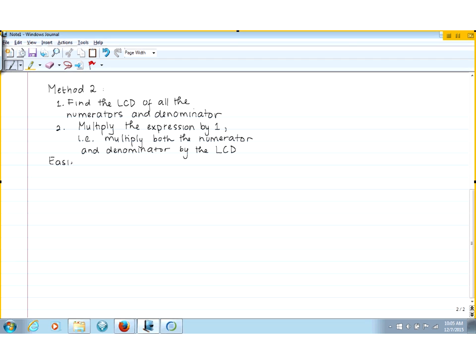And this is easier if the denominator or numerator consists of more than one term. So if any one of them consists of more than one term, then it's easier to use method 2.